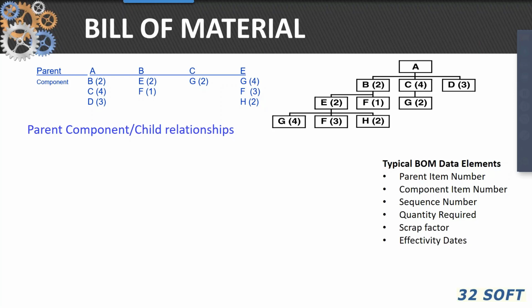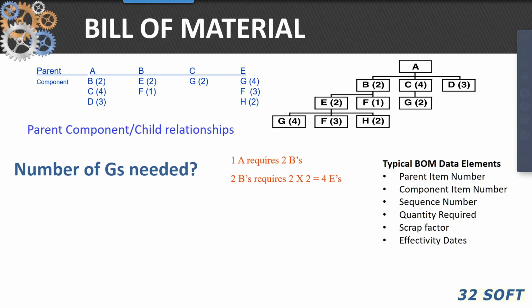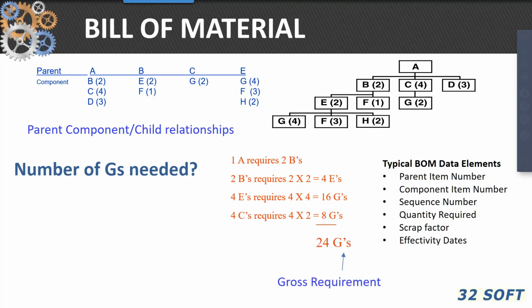So what MRP is going to try and do is calculate the number, in this case, of G's needed to make A's. If you look at the product structure, A requires 2 B's, B requires 4 E's, E requires 4, or 16 G's, C requires 8 G's, so there's 24 G's required to make an A. That then becomes the gross requirement at the low-level code of the particular part number.